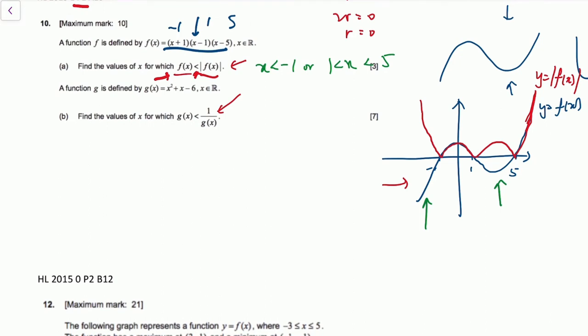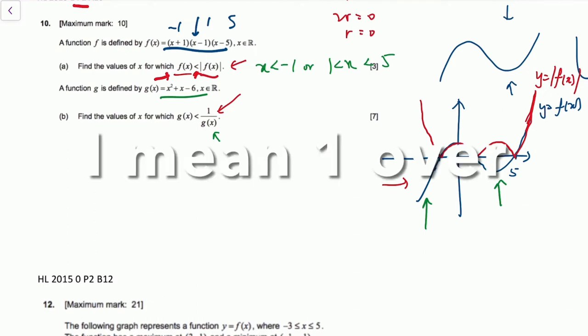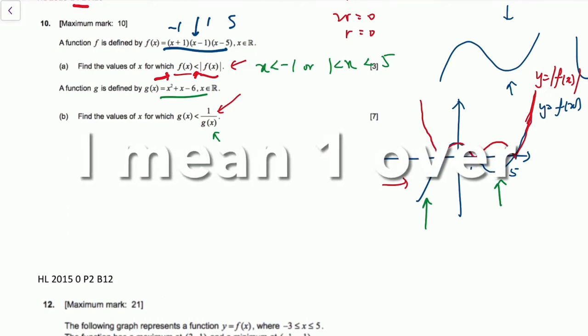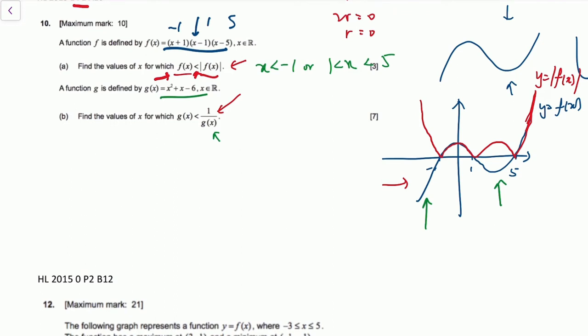Second part, now again you can obviously graph 1 over this with a GDC, but it's actually required in the syllabus that you know how to sketch 1 over a function, even if it's a paper 1. So I wish to demonstrate that using this question. We will have to draw g(x) first. g(x) is a quadratic. If we factorize it, it's probably like this. So the x-intercepts are 2 and -3. The y-intercept is -6.